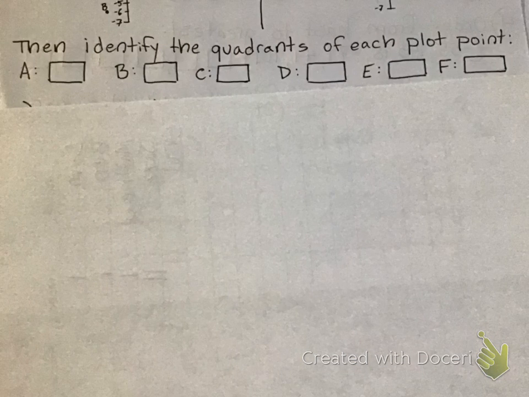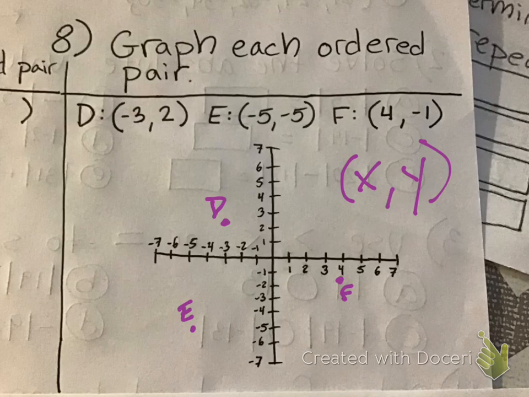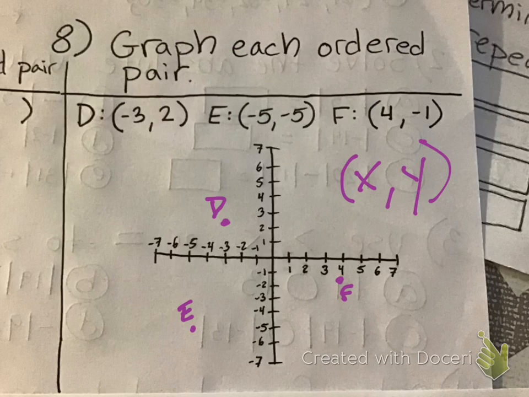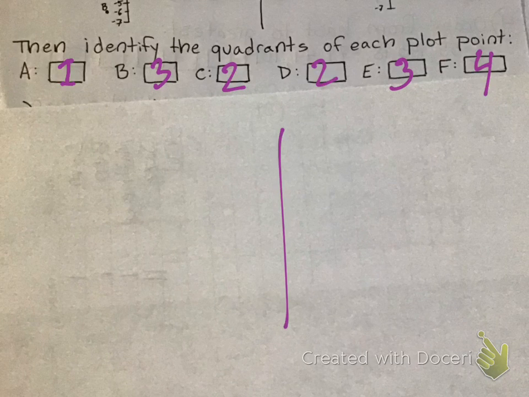A is in the Quadrant number 1, exactly. What about B, Chase? Quadrant 3. What about C, Izzy? Quadrant 4? Not quadrant 4, that's a good guess. What is it, Izzy? 2. Excellent. Let's go back and look at D, E, and F. What quadrant is D in, Emmett? 2. What quadrant is E in, Shiley? 3. And what quadrant is F in, Brendan? 4. Exactly.